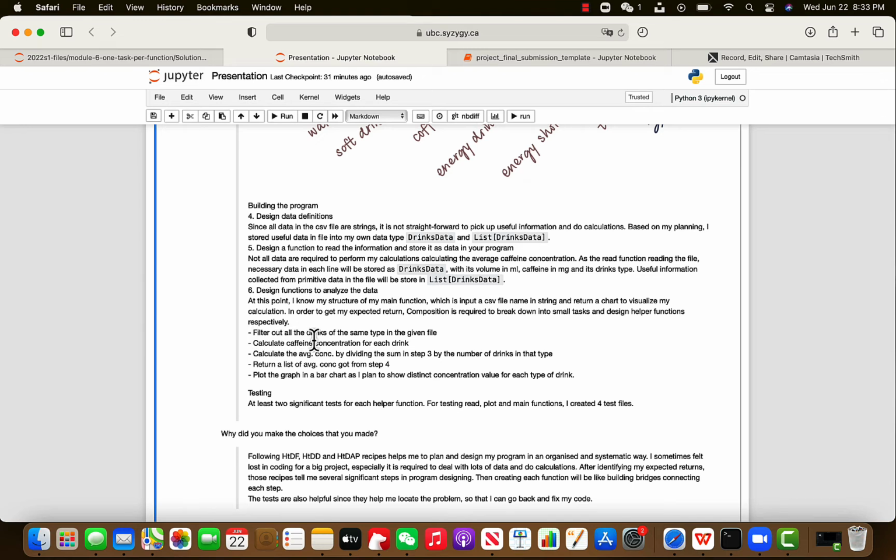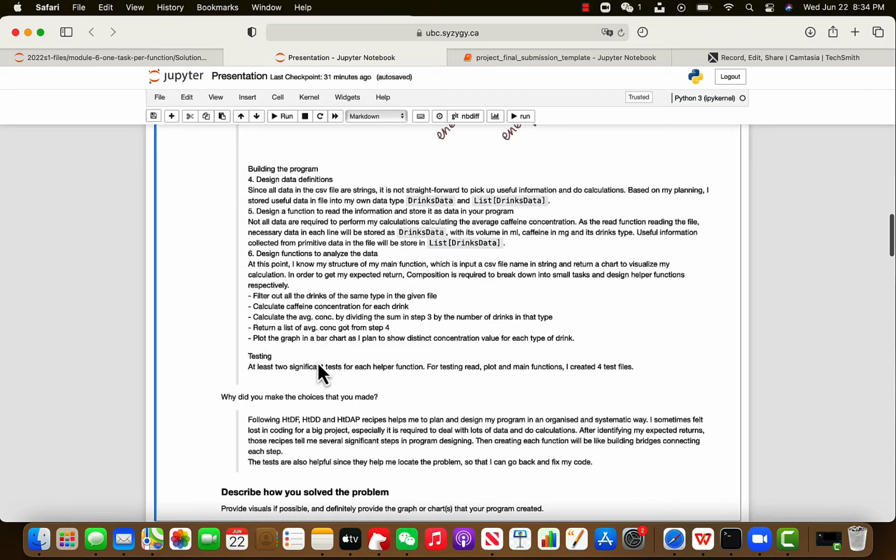Filter out all the drinks of the same type in the given file. Calculate caffeine concentration for each drink. Calculate the average concentration by dividing the sum in step 3 by the number of drinks in that type. Return a list of average concentrations got from step 4 and plot the graph in a bar chart, as I plan to show distinct concentration values for each type of drink. And the last will be the testing stage.